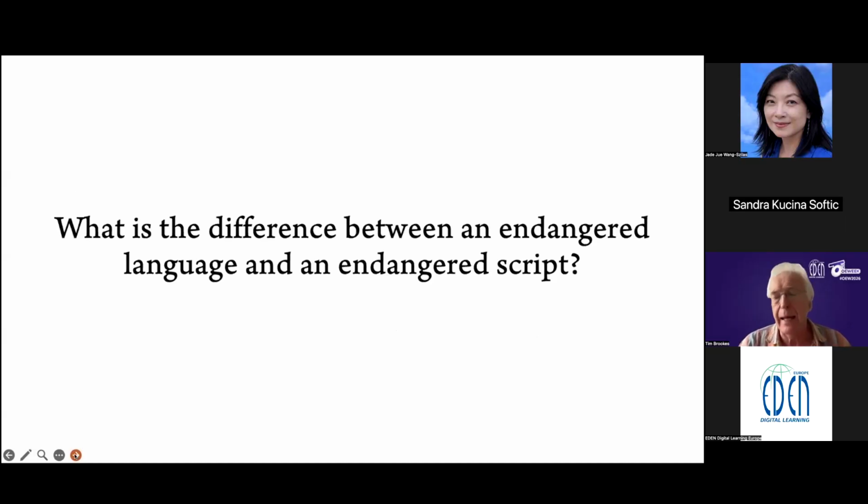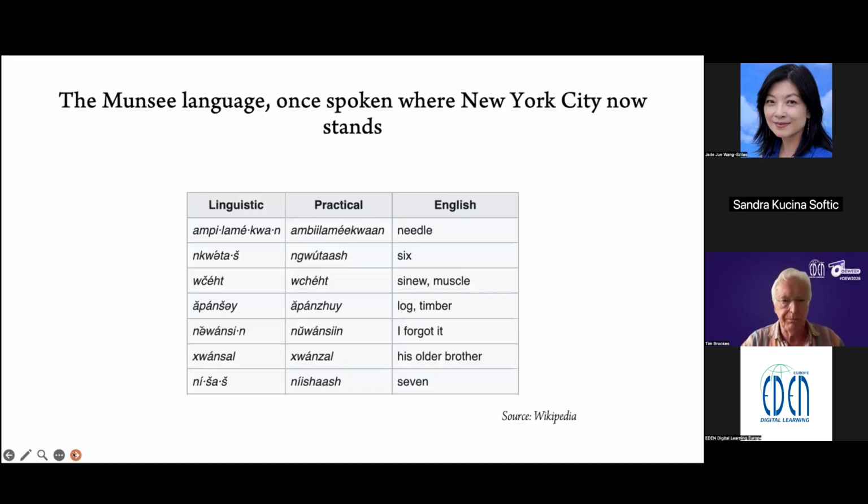So, what is the difference between an endangered language and an endangered script? And why is it that we, especially in North America and in Europe, don't think much about endangered scripts? Here, for example, is an example of an endangered language. This is the Munsee language, which was once spoken where New York City is. It's a Native American language. When you look at this grid, obviously we can read the English down the right-hand column, and we can attempt to pronounce the Munsee words in the center and left columns. So this is an example of a critically endangered language. But when we look at it, it looks both unfamiliar and familiar because it's written in the Latin alphabet, which was not how the original speakers wrote it, of course. This is how it has been Europeanized in order to be approachable.